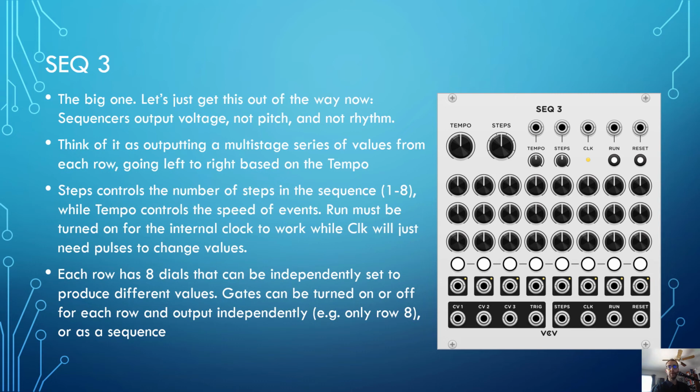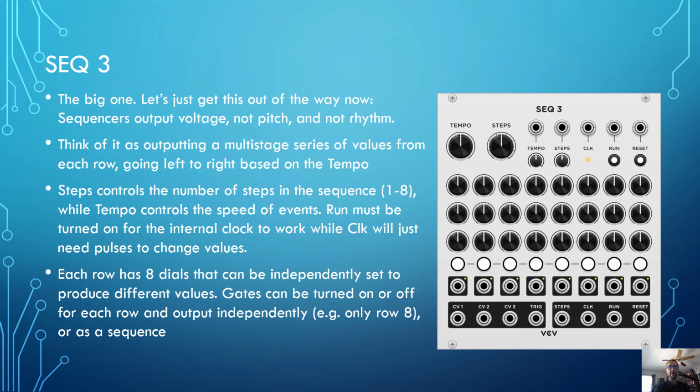So you can use the internal tempo, or you can use the tempo in to set how fast it will cycle through the different steps or columns that are in the sequencer. You can use the steps knob to control the number of steps, anywhere from 1 all the way up to 8. Then you have run. There is a button, or there is an input that will require a toggle from a gate or from a trigger. It must be turned on in order to start outputting values from the sequencer.